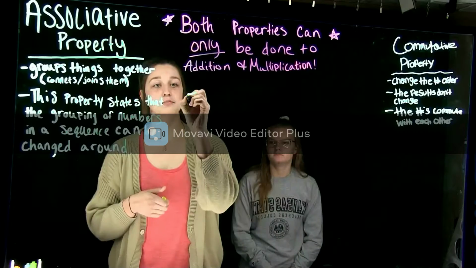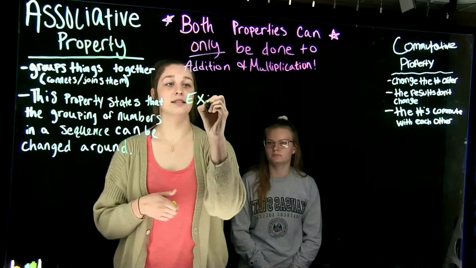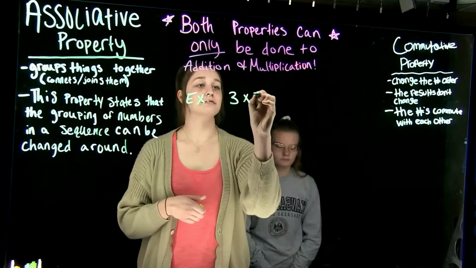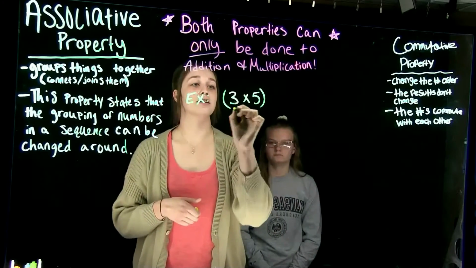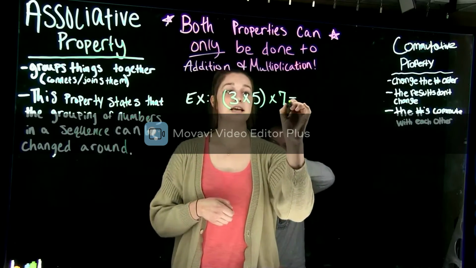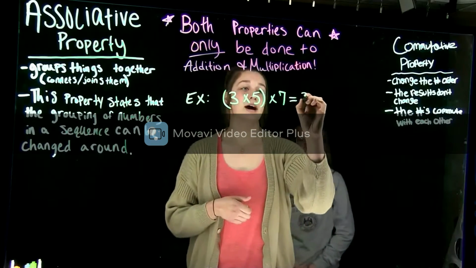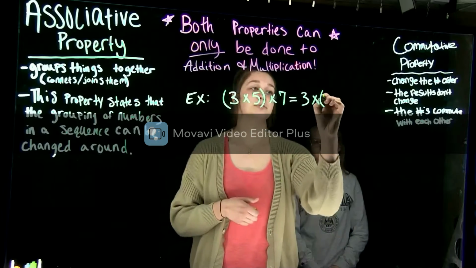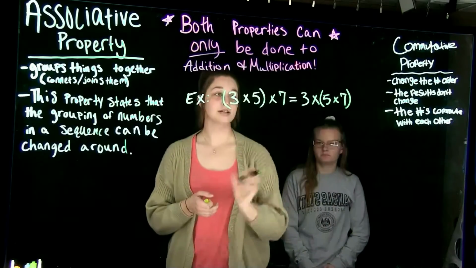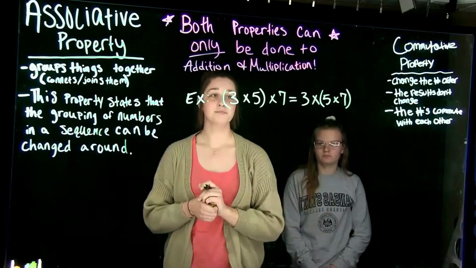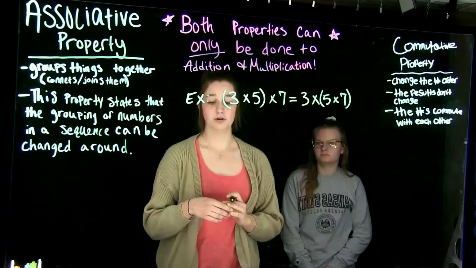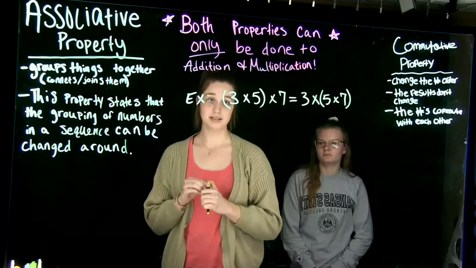So your example could look something like this. If you have 3 times 5 and those two are grouped together, and then you also have a times 7, it is the same thing as if you were to have 3 times the grouping of 5 times 7. So the only thing that changes around is your parentheses here and there, but either way you're still going to get the same answer. So because of order of operations, you have to do your parentheses first.